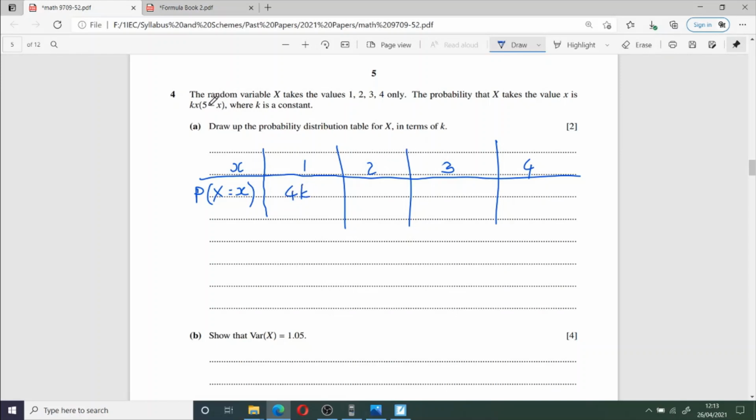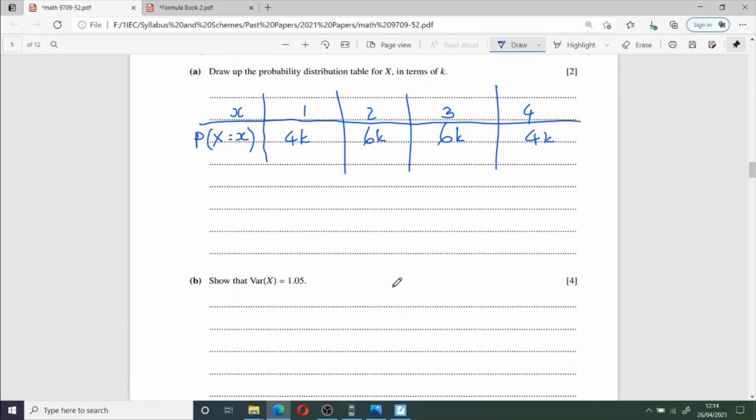When x is equal to 2, we have 2k times by 3, so 6k. When x is equal to 3, 3k times 2, so 6k as well. And when x is equal to 4, we have 4k times by 1, so 4k. Now we could actually work out what these values are, but at the moment it only asks us for it in terms of k. I guess it's in this next question where we may be going to use the fact that all of these add up to 1.